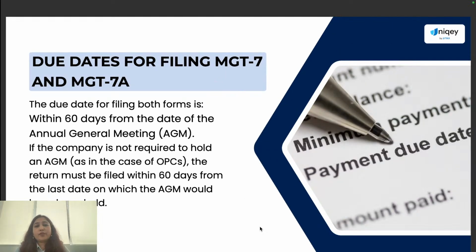Due date for filing of MGT 7 and MGT 7A. MGT 7 or 7A will be filed within a period of 60 days from the date of the AGM. If the company is an OPC, it is not required to schedule and conduct an AGM, so it is filed within 60 days from the last date on which the AGM would have been held.